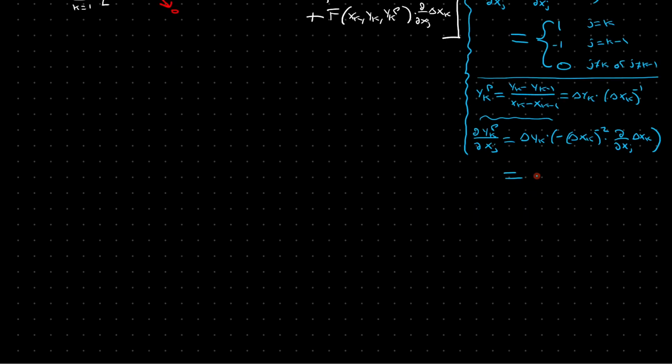This is very neat. It means that this is going to be negative delta yk over delta xk squared times the derivative of delta xk with respect to xj, which we already have from before. We figured that this is exactly this piecewise function right here.